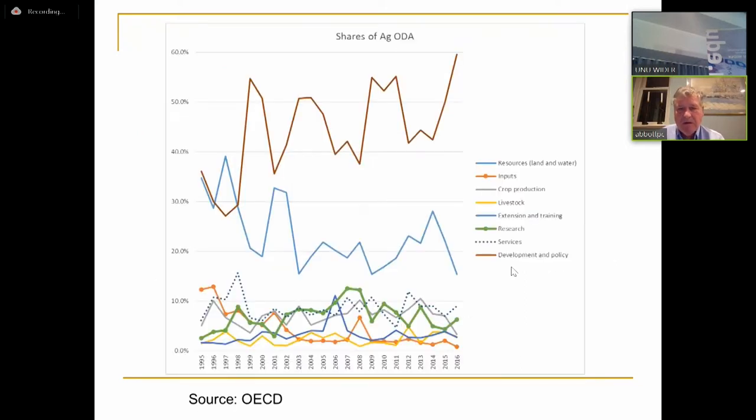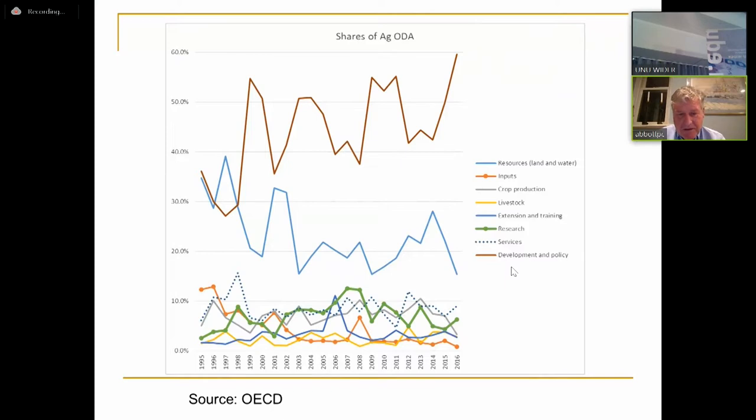Okay, this graph comes from the OECD database and shows some of the different categories. As Islam points out, the categorization is not perfect to show what's going on. The brown line at the top is a category called development and policy, and you see that it is somewhat erratic over time, but much larger than the other categories, and in particular in 2016, it's taking up nearly 60% of the ODA that is going to agriculture.